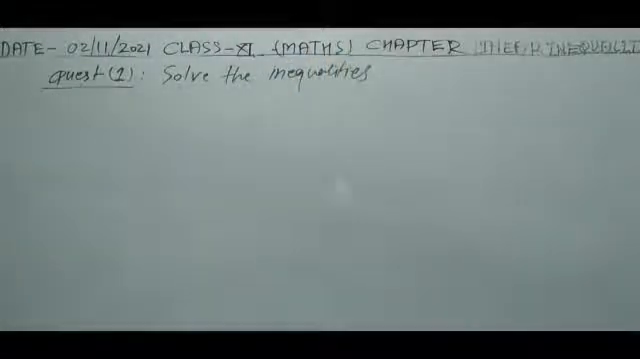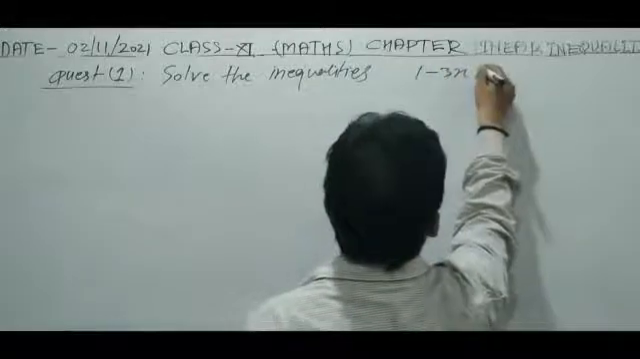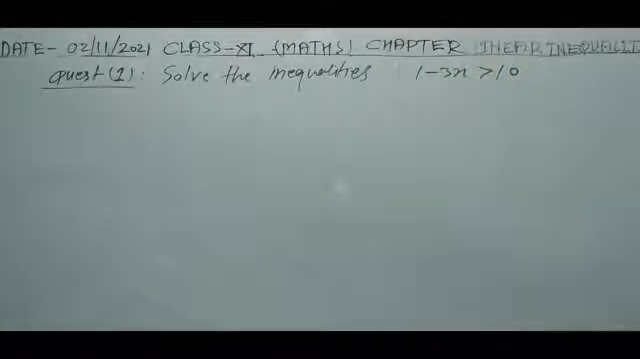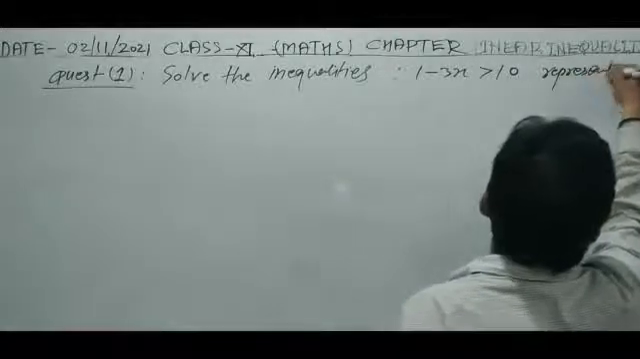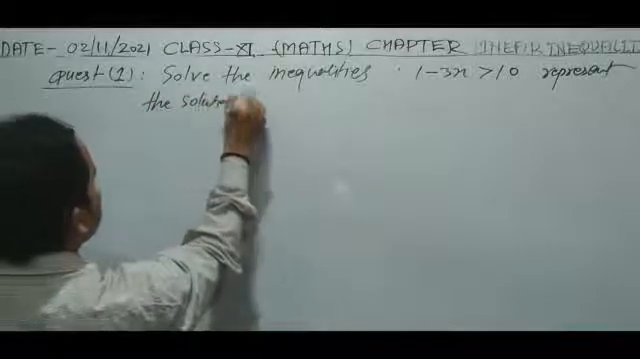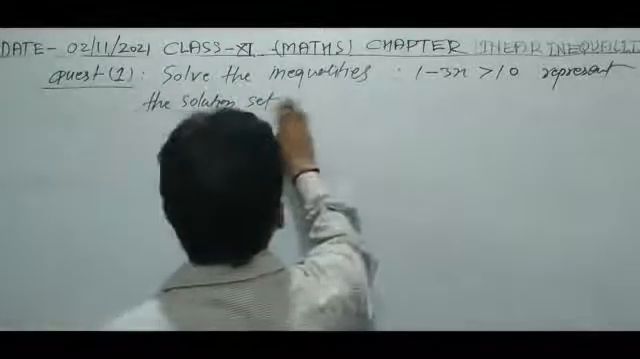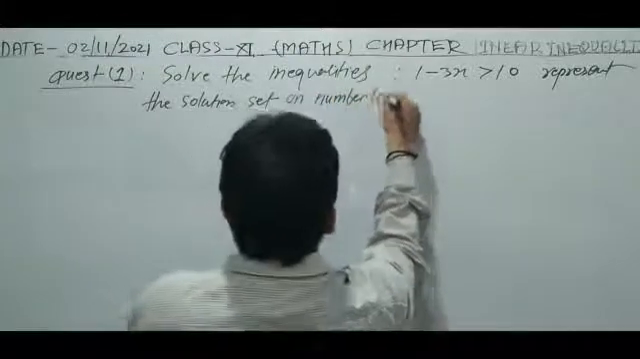Solve the inequalities, and the inequality is 1 minus 3x is greater than 10. 1 minus 3x is more than 10. Represent the solution set on the number line.